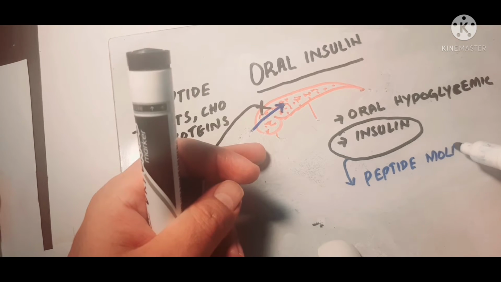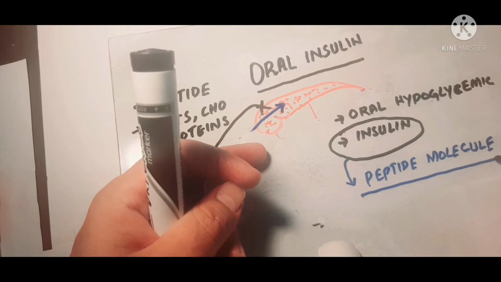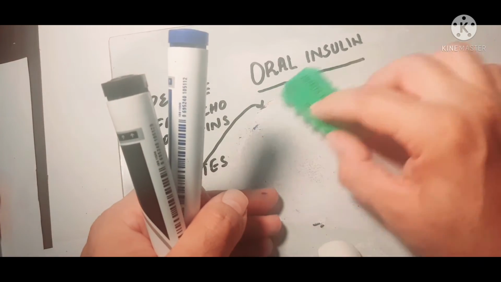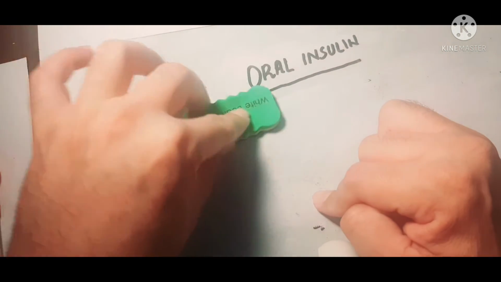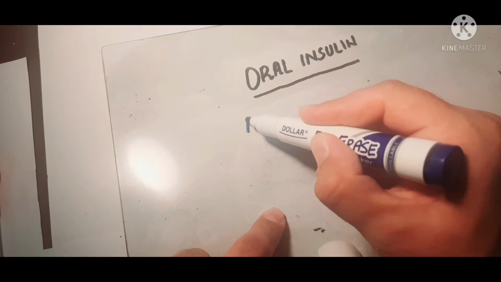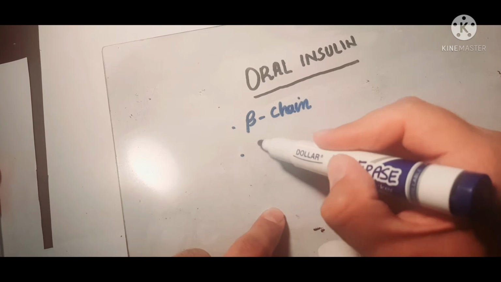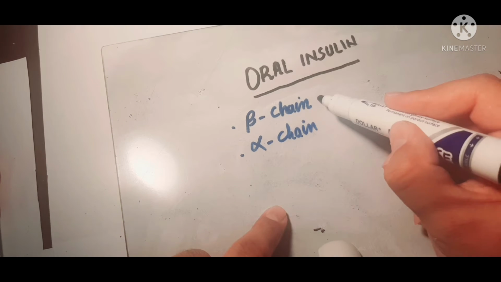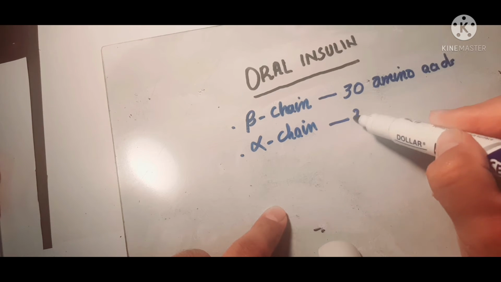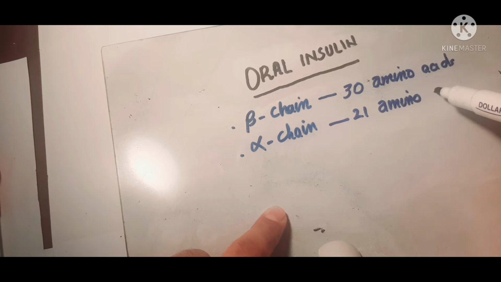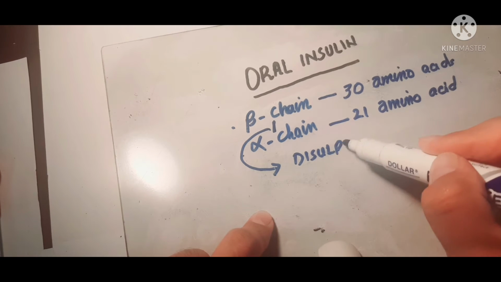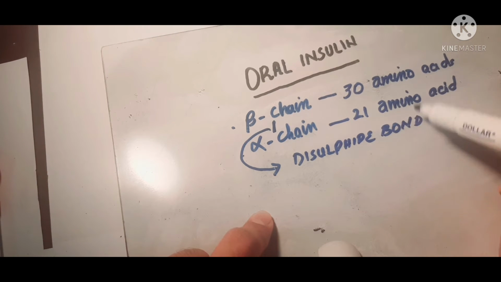Insulin is a peptide. Peptide means which is composed of amino acid. It is a protein. As we discussed, the insulin is a peptide molecule. It has beta chain, which is composed of 30 amino acids. It has an alpha chain, which is composed of 21 amino acids. There is a disulfide bond between beta and alpha chain.